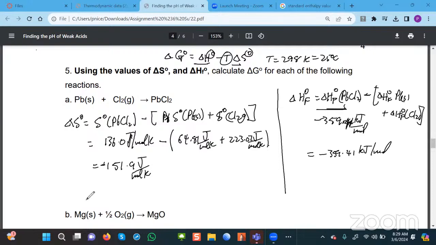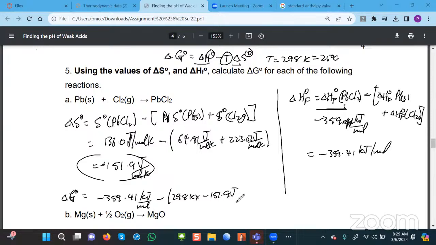So all we have to do now is to plug these numbers into this equation. Starting off with the delta H, delta G standard will be equal to delta H, which is minus 359.41 kilojoules per mole, minus T, which is 298 Kelvin, multiplied by the delta S, which is minus 151.9 joules per mole Kelvin. But you'll notice that in order to make everything consistent in terms of units, since the kelvins will cancel out, you're going to end up with joules per mole here, but we have kilojoules here. So what I'm going to do is convert the joules to kilojoules. So you're going to have 1 kilojoule over 1,000 joules.